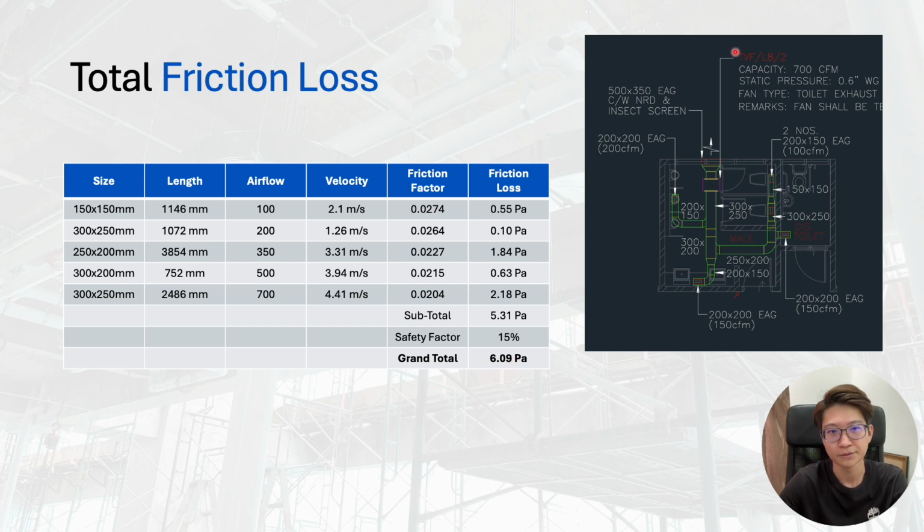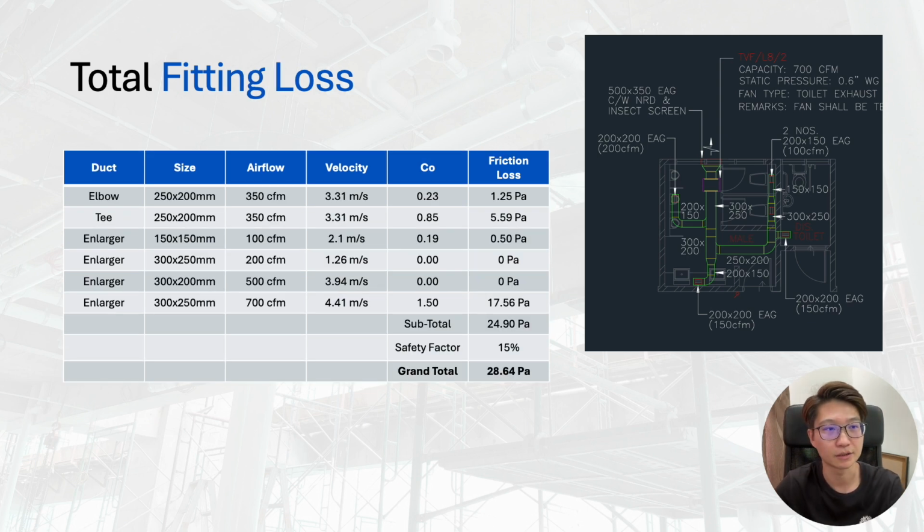Alright. So the next one is fitting loss. Earlier we calculated a few. Now I include all of them, and these two duct transitions don't have any pressure loss. It's normal. Then again, we also want to apply some safety factor. Then we get 28 something Pascal. This is for fitting loss.